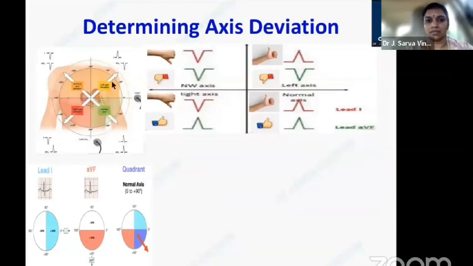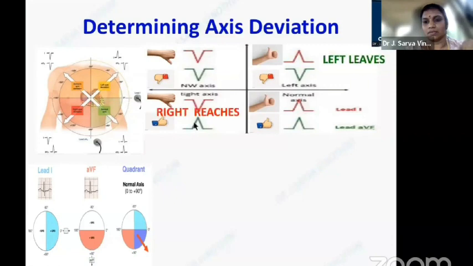This is your normal axis. This is left axis deviation. This is right axis deviation. So we usually take into consideration the lead 1 and AVF. You can use the thumb rule, or we can see the axis in the ECG itself. So we can remember this by usually the normal axis, both the QRS complex in lead 1 and AVF will be pointing up. So it will be predominantly pointing up.